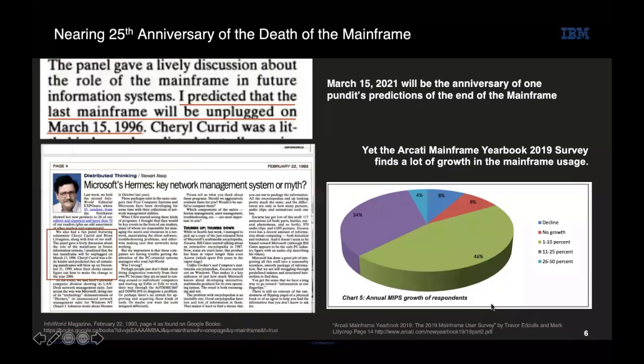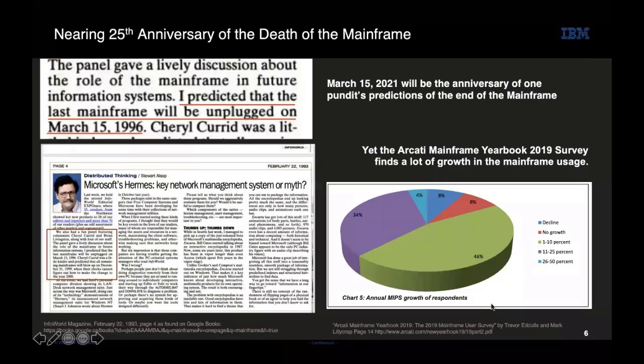I think in the last couple of minutes, let's talk more about the impact of open source and what it's doing to z/OS, and why we're happy to be part of the Open Mainframe Project and where we think open source particularly is going to affect z/OS in the future. We're coming up here on March 15th of next year on the 25th anniversary of one very famous prediction, which was the death of the mainframe.